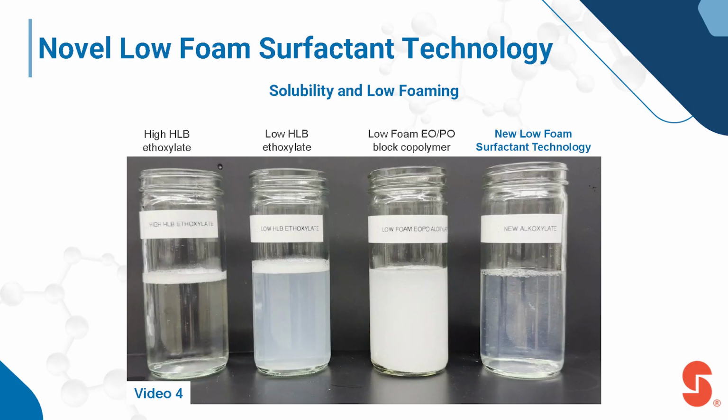Low HLB, or even just with the branch structure, you have lower foam, but you have what? The trade-off is the solubility. You have some kind of hazy solution. Low foam EO/PO block polymer is very popular in the market. Poor solubility. You'll have almost no foam, but now you have to consider how to control the solubility, because you have a very hazy solution. So focus on the last jar.